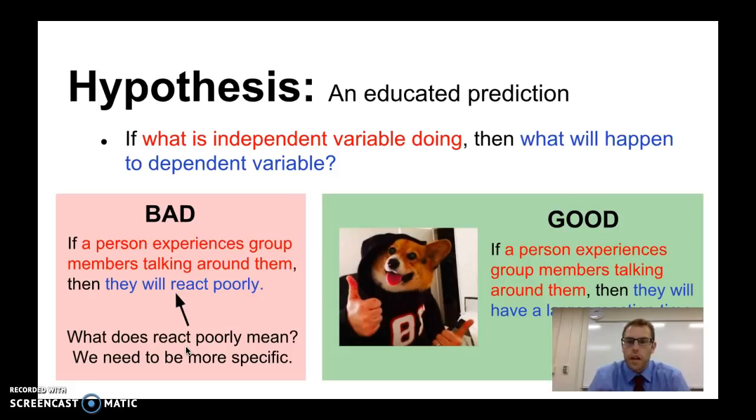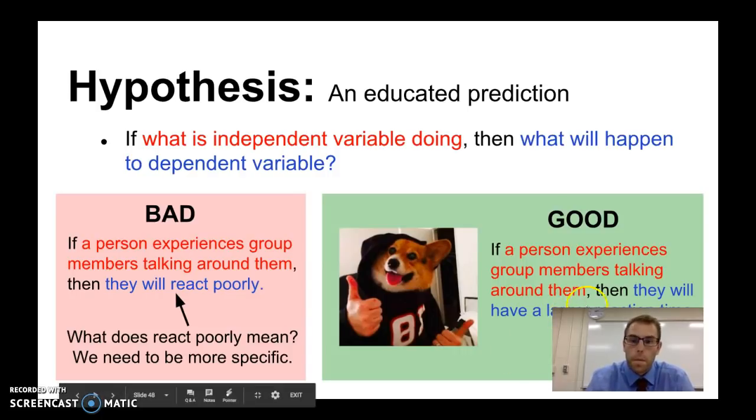So here's a few examples of an okay hypothesis, or in this case, I labeled a bad one. If a person experiences group members talking to them, they will react poorly. Right? That is a good prediction. It's a prediction. It has the if-then statement. But the one thing is that a lot of times you need to have, and students need to have, a more specific prediction that relates to their dependent variable.